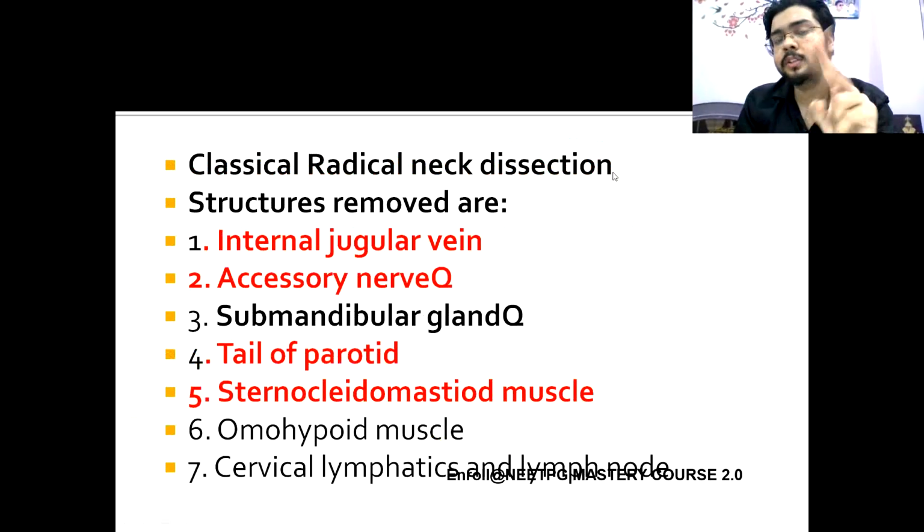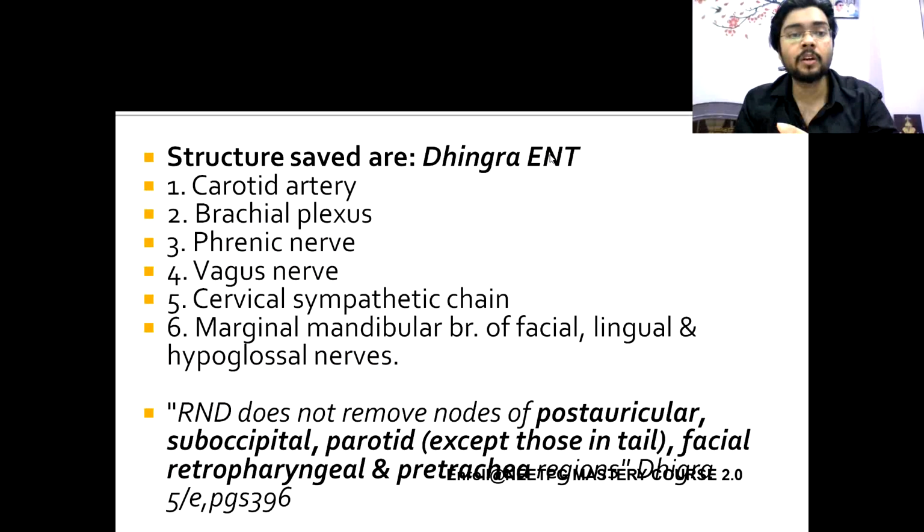Along with it, two more structures you need to remember, that submandibular gland is also removed and tail of parotid is also removed. Okay, and what all are preserved? We preserve the carotid artery, brachial plexus, phrenic nerve. So every other important thing is preserved.